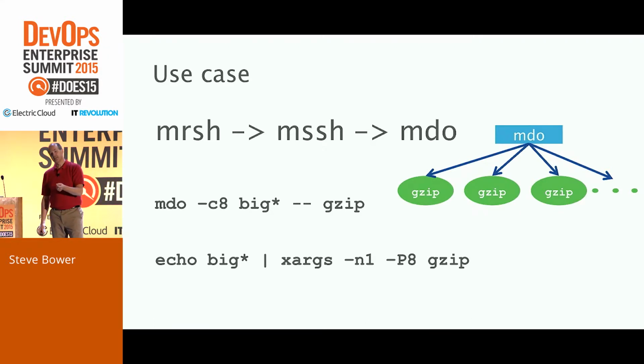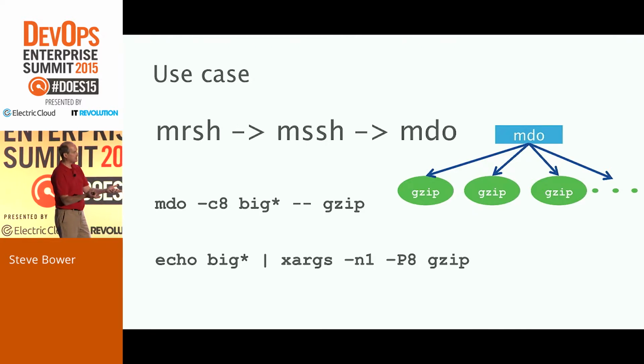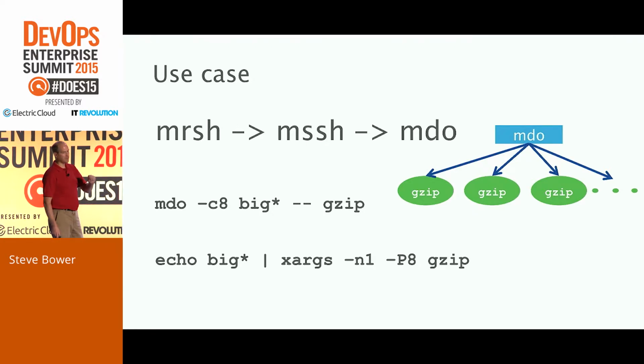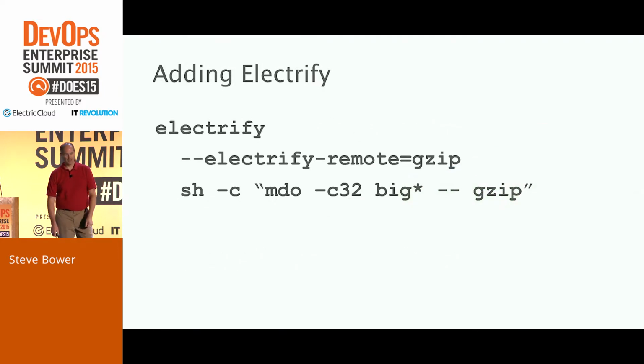Another utility that can do this, it didn't have this capability way back when, is xargs. That can take a bunch of things on the command line and run a command on all of them. This is an equivalent command, effectively, with xargs: echo big star, pipe to xargs, say give these subcommands one of these input names at a time, and run 8 of them in parallel. So here's another potential way to do this parallelization without using my utility. I happen to like mine better. I have a little bit of favoritism, but that's okay.